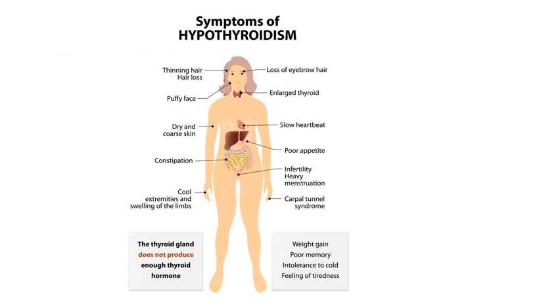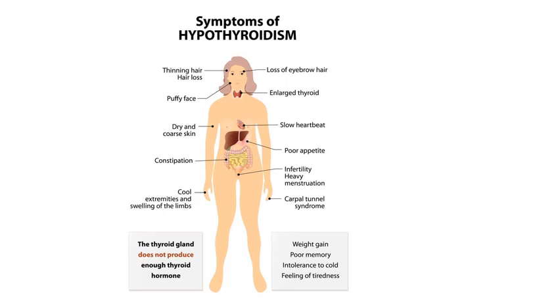Clinical features of hypothyroidism include loss of eyebrow hair, thinning of hair, so there will be a lot of hair loss, puffy face, and enlarged thyroid gland. Patients with hypothyroidism will have a goiter because of feedback secretion of more thyroid stimulating hormone, which increases the follicular epithelial cell growth. So the patient will have goiter, and the skin is dry and coarse. The heartbeat is very slow. There will be bradycardia because of a decreased amount of thyroid hormone.